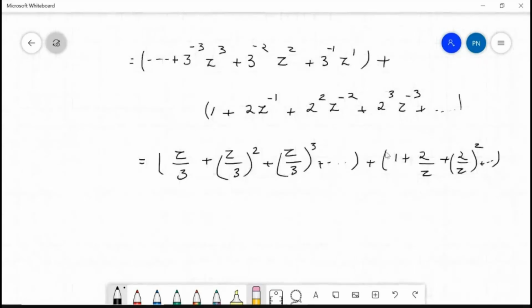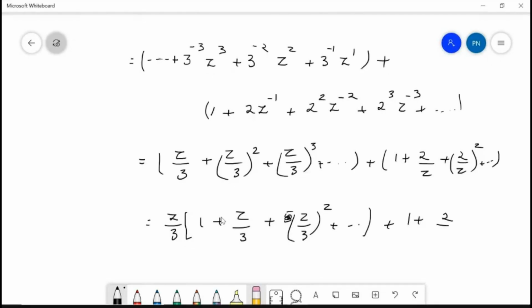This is actually in the form 1 plus x square plus x cube. This is actually x plus x square plus x cube. But we are not having any formula for it, so what we'll do is take z by 3 common from the first term to make the first term as 1. So it is 1 plus z by 3 plus z by 3 the whole square plus etc. And the second one is 1 plus 2 by z plus 2 by z the whole square.